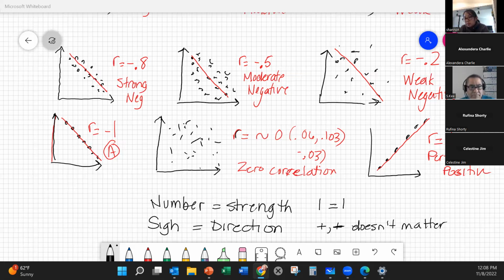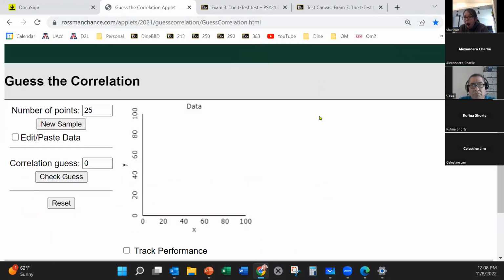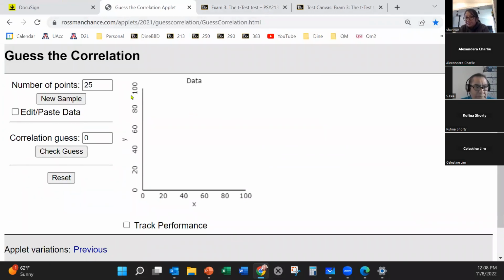We're coming to the Rossman Chance applet, one of my favorite little correlation games. In this game we're going to indicate how many points we want. One of the guidelines for correlation is you usually want at least 30 in your sample size to get a good number. Let's go with 50, because the assumption is that you have to have a normal distribution, and this assures a normal distribution.